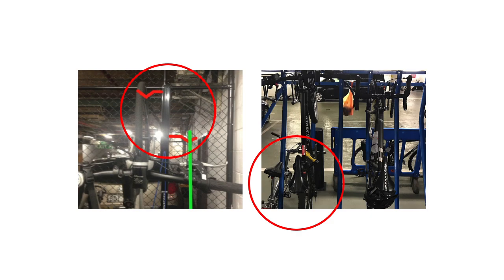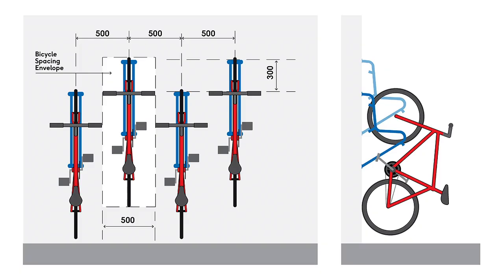According to Australian standards, static bicycle parking must allow for the minimum bicycle spacing envelope. Vertical static racks, like our Cradle and Silver Bullet, require 500mm centers when staggered, and a handlebar offset of 300mm. Vertical static single-tier bicycle parking requires 700mm centers.